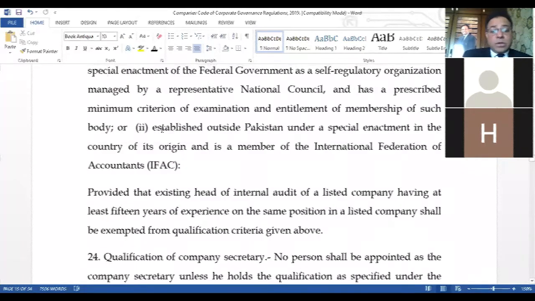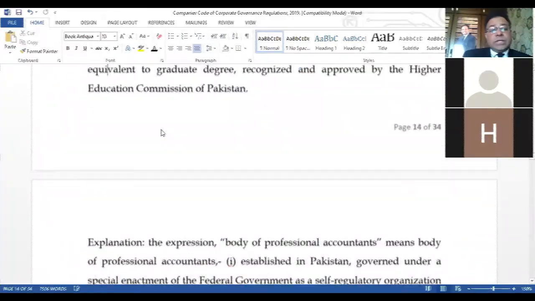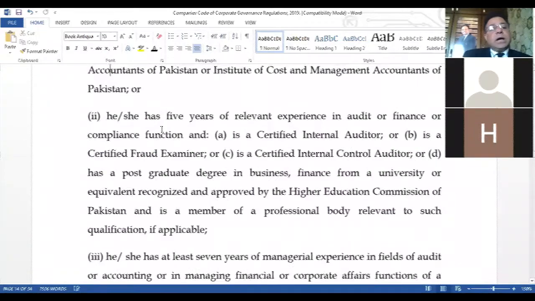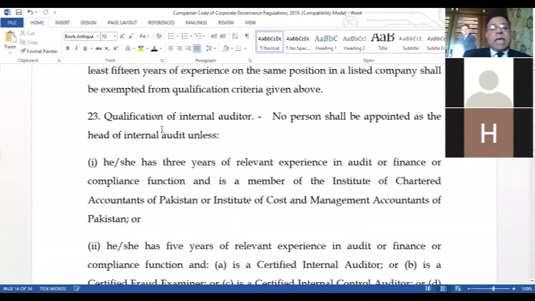Before we move on to the next personnel, that is the company secretary, let's recap the aspects regarding the internal auditor. I'd like Ms. Hira to reiterate the points for the internal auditor we discussed.